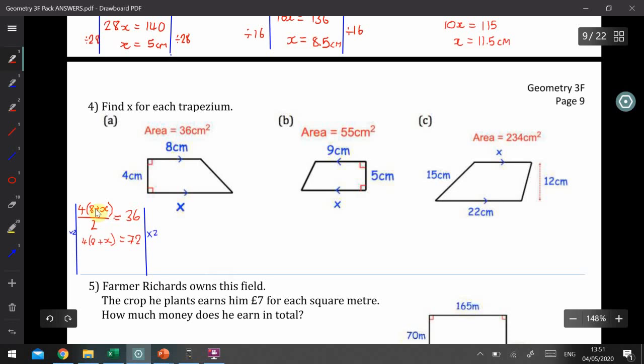We then expand the bracket, which will give us, we're going to divide by 4 at this stage. You could expand the bracket, I just think dividing by 4 would be a bit quicker. So that will give us 8 plus x is equal to 18, and then take away 8 to get x on its own, so x must be 10.